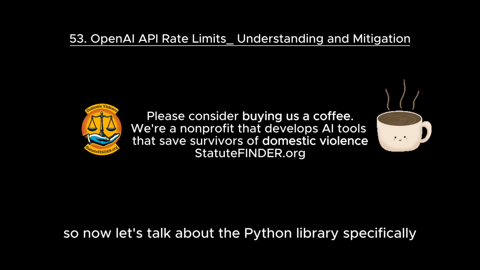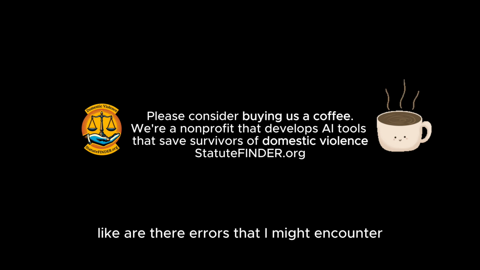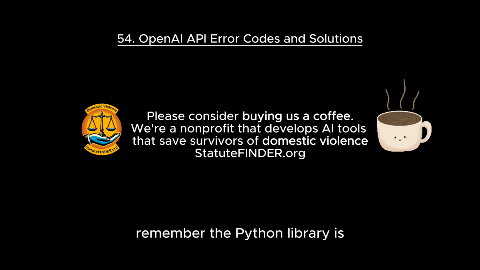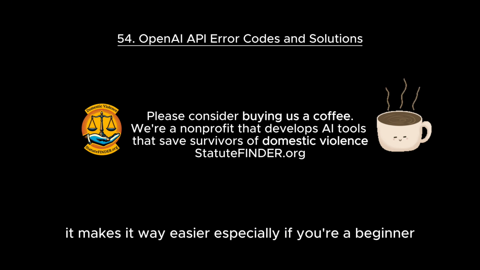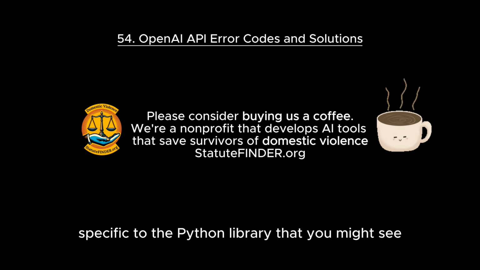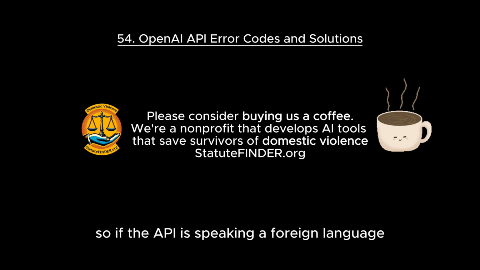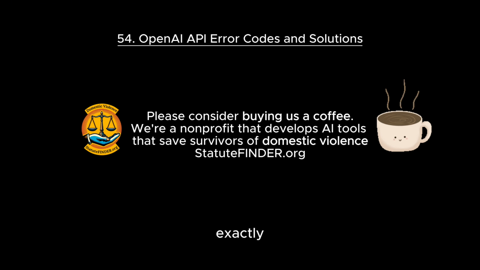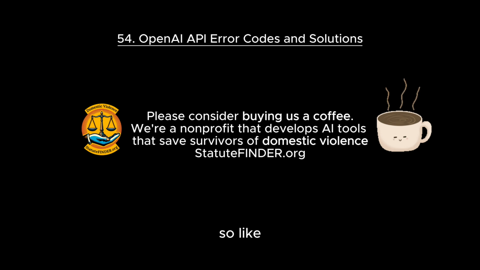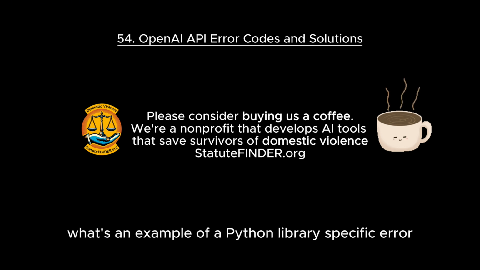Perfect analogy. Okay, so now let's talk about the Python library specifically. Are there errors that I might encounter that are specific to the Python library? Yeah, that's a great question. Remember, the Python library is kind of like your toolkit for interacting with the API. It makes it way easier, especially if you're a beginner. But it has its own kind of quirks and ways of communicating with you. So yeah, there are definitely errors specific to the Python library that you might see. Oh, okay, so if the API is speaking a foreign language, the Python library is like the translator. Exactly. But sometimes, even the translator needs a little help. Yeah, you got it. So, what's an example of a Python library-specific error?